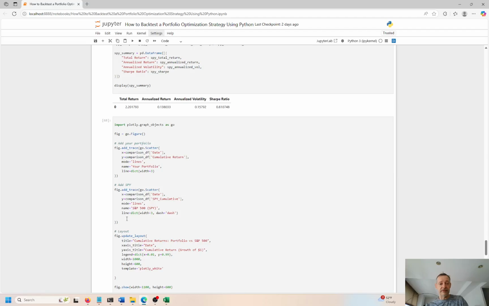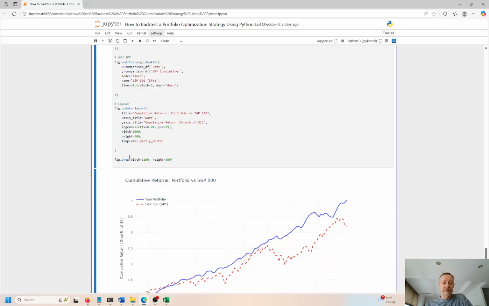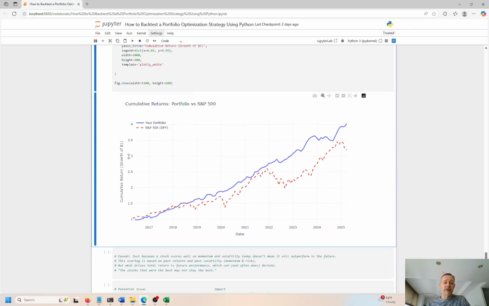If I plot it, you can see the results down here. Control Enter. And let's look at the plot over here. So your portfolio is in blue and it's mostly monotonic, it's mostly increasing.